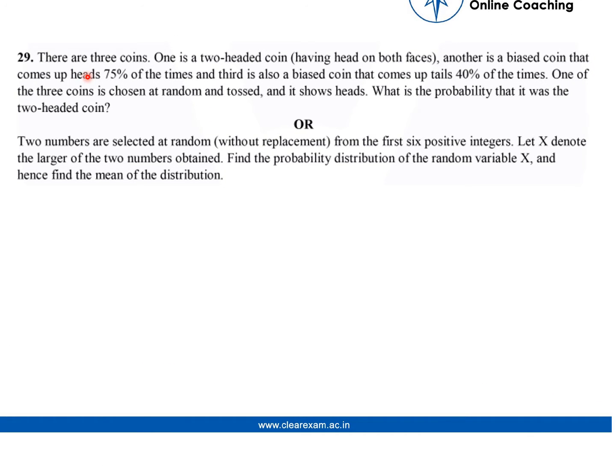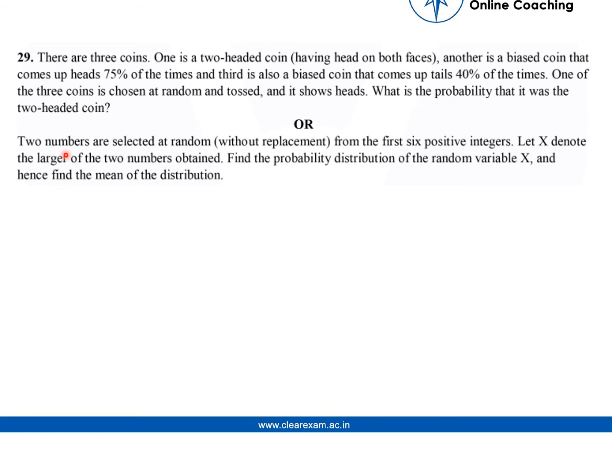We are given the question that there are three coins. One is a two-headed coin having head on both faces. Another is a biased coin that comes up heads 75% of the times, and the third is also a biased coin that comes up tails 40% of the times. One of the three coins is chosen at random and tossed, and it shows heads. What is the probability that it was the two-headed coin?